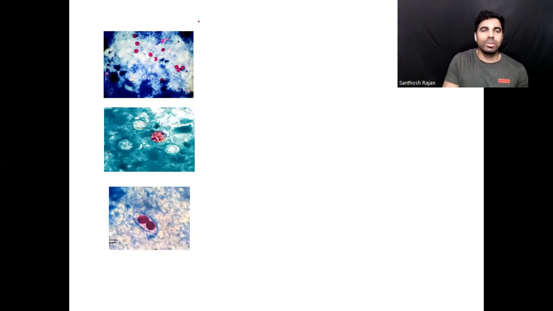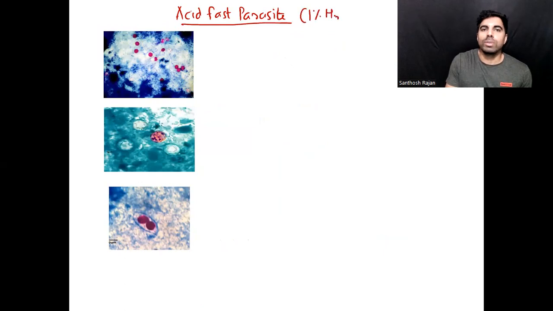These three, if you remember, are all acid fast parasites. We call them acid fast parasites. Here they have done acid fast staining using how many percentage of H2SO4? If you remember, very good. It's 1%. Using 1% H2SO4, they have done acid fast staining and then they get this.